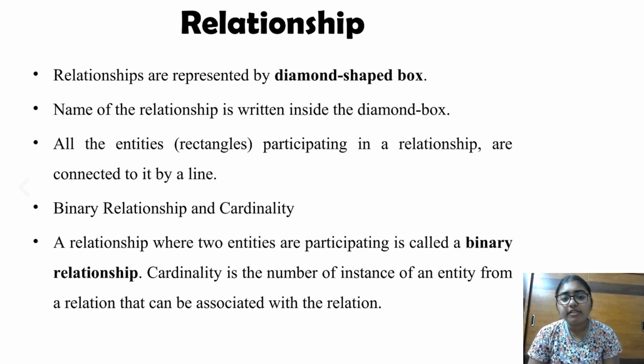Relationship. Relationships are represented by diamond-shaped box. Name of the relationship is written inside the diamond box. All the entities, rectangles, participating in a relationship are connected to it by a line. Binary relationship and cardinality. A relationship where two entities are participating is called a binary relationship. Cardinality is the number of instances of an entity from a relation that can be associated with the relation.